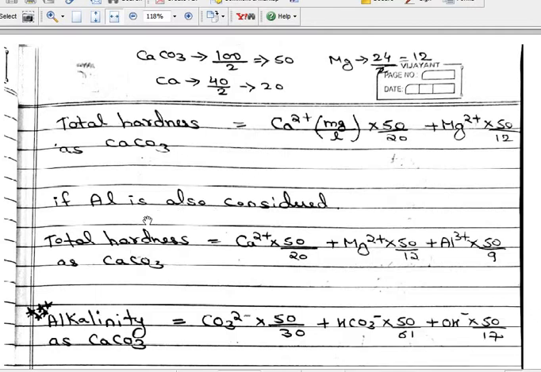So this is the formula. Now in most cases hardness is contributed by either calcium ions or magnesium ions, meaning cations. But sometimes aluminum is also considered, though its contribution is very less. Still, if aluminum is there, then you have to consider it also. So the first term is the same, the second term is also the same, but one extra term will come here, the Al3+ ion concentration into 50 by 9. Aluminum is a trivalent cation, so 27 by 3 is 9. Okay, so this is the formula for finding the total hardness.